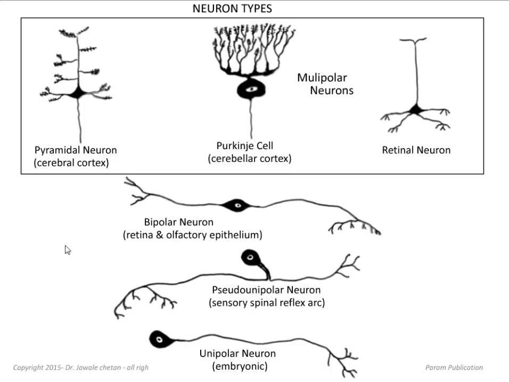Now bipolar neurons. A typical bipolar neuron has a single dendrite and a single axon projecting from opposite ends of the cell. Such neurons are present in the retina of the eye, in the olfactory epithelium, and in the ganglia of the eighth cranial nerve.